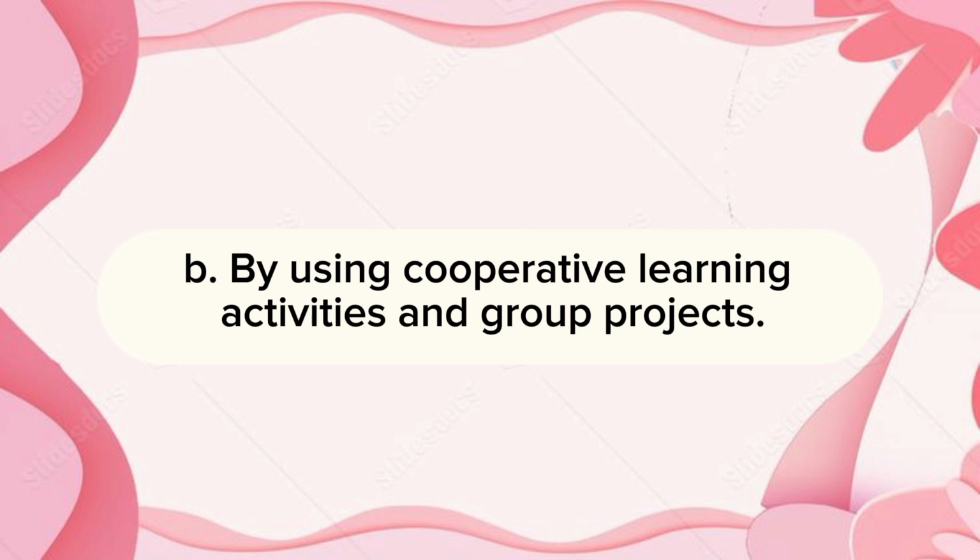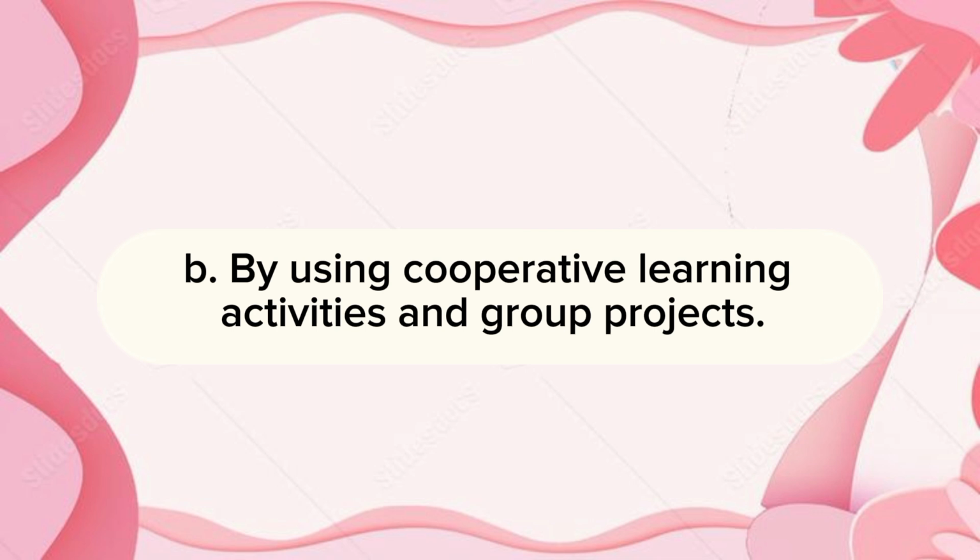So why are the others not correct? Letter A, to make the lessons easier for the teacher. This is not a primary goal. Letter C, to reduce the need for differentiation. Developmental stages are a factor that requires differentiation. And letter D is to create a more competitive learning environment. This is not a relevant consideration. That's why the answer is letter B.